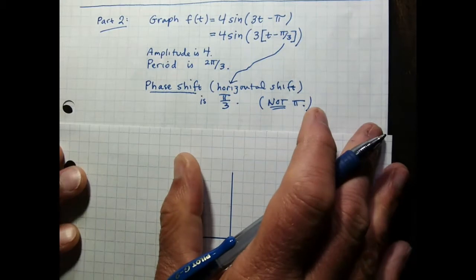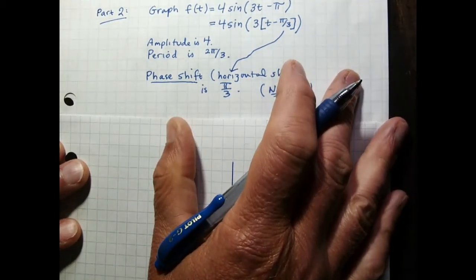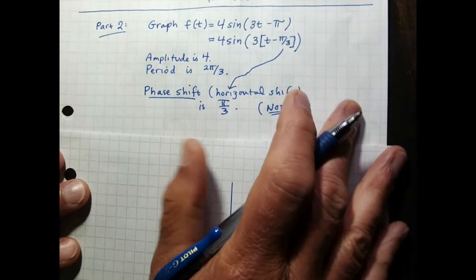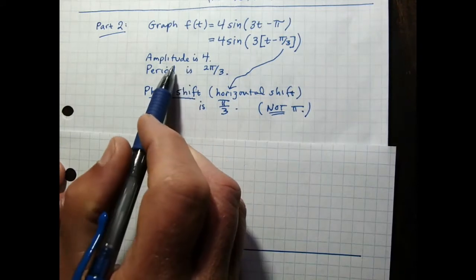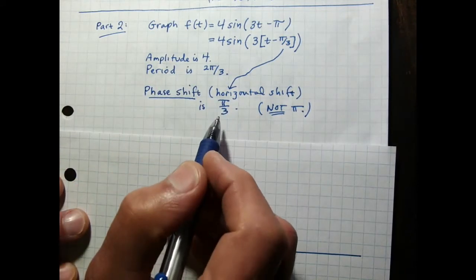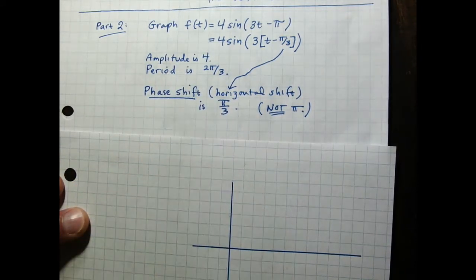And I'll show you another way to do it. We'll also have a formula for it if you don't want to factor out. But factoring out will always work. So we had our amplitude, period. We saw the phase shift. Now we've got to start trying to put a graph together.